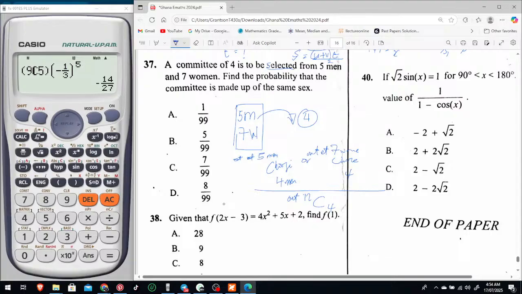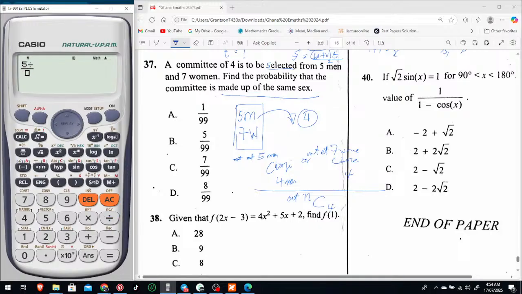So now listen again. Out of 5 men, we want to choose 4 men because they say it's made up of the same sex, right? So it's either all of them are men or all of them are women. Please, you understand? Yes, sir. So let's put the fractions there. 5 combination 4.